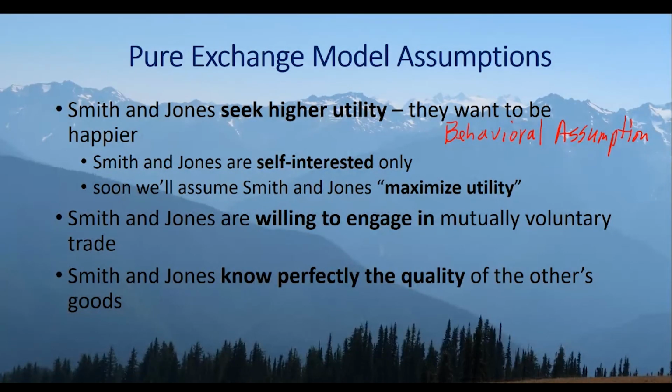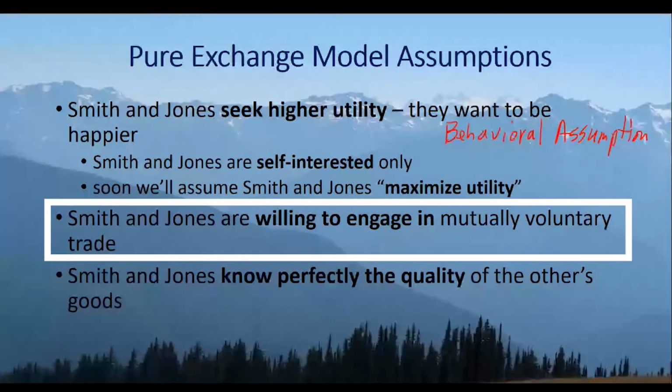So this is something else we do in modeling: we sometimes will have different versions of the model which correspond to different assumptions that we're making about behavior or different aspects of the model itself. That often makes it difficult to know when we're, for example, inside the pure exchange model and when we've now moved to some other model that should be given a different name. That's a complication, a problem in economics that I know I've always dealt with and you will deal with as well. But be aware, that's what we're doing. Now, next assumption: Smith and Jones are willing to engage in mutually voluntary trade.